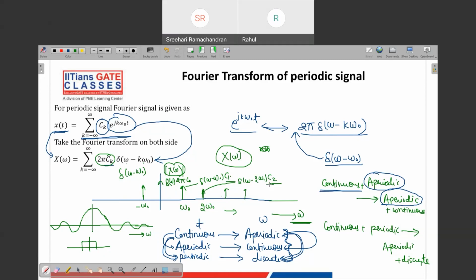Oh, so I have misunderstood that. Okay, now I got it. Correct. So this is a kind of discrete, but the heights that you see here are not the same.